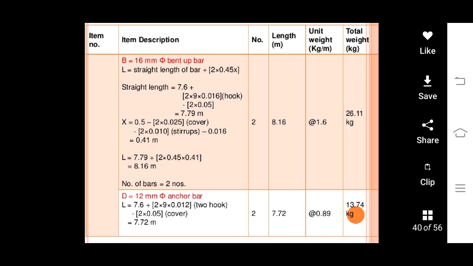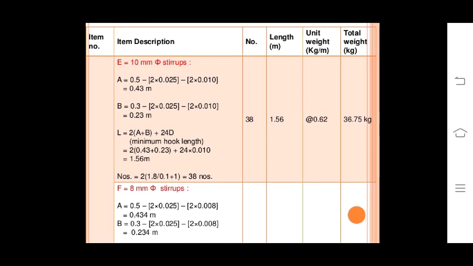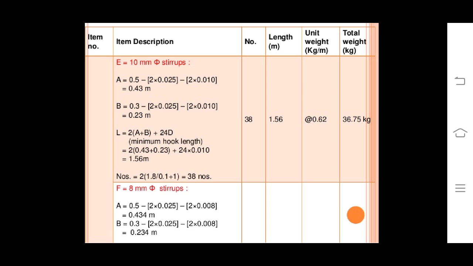The total number of 12 bars used for the beam is 2, and the total quantity of steel required is calculated by 2 into 7.72 into 0.89, that is 13.74 kg. Now 10 stirrups are calculated.